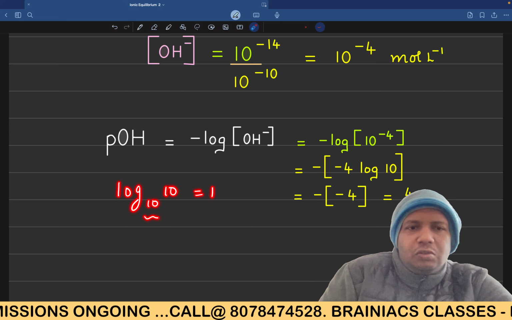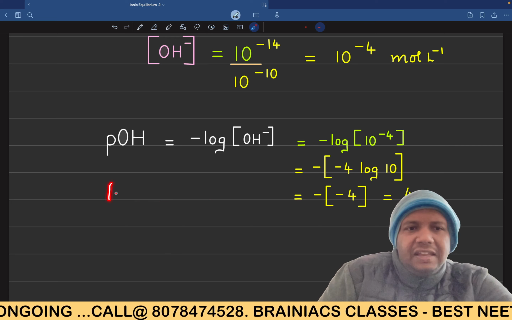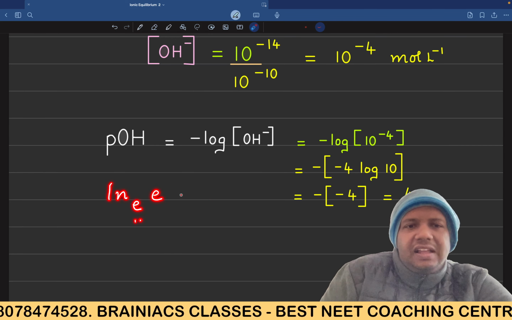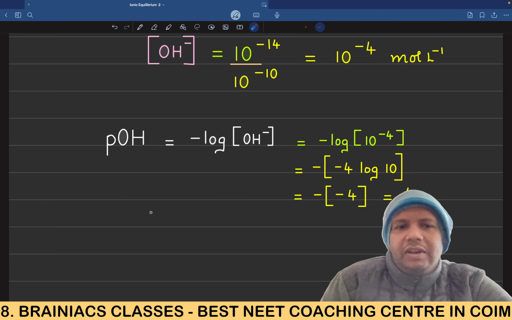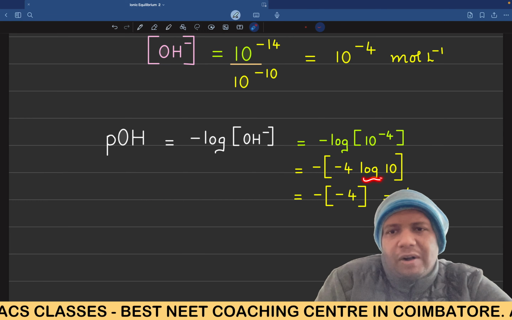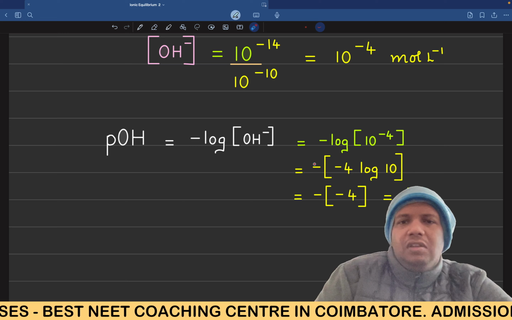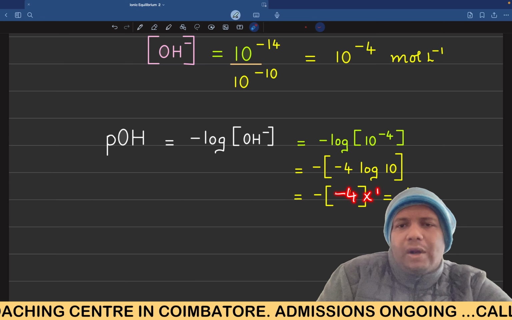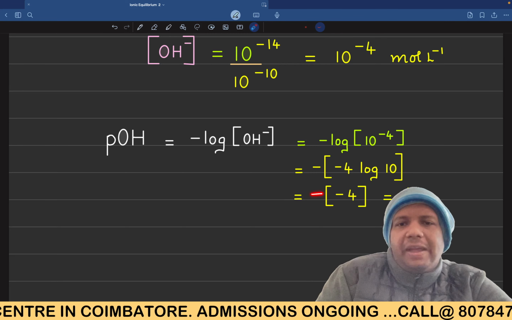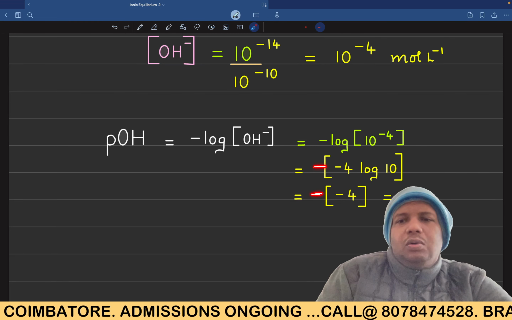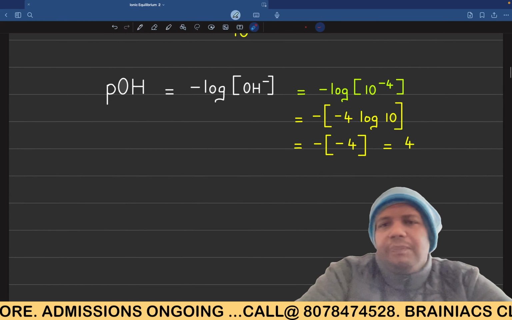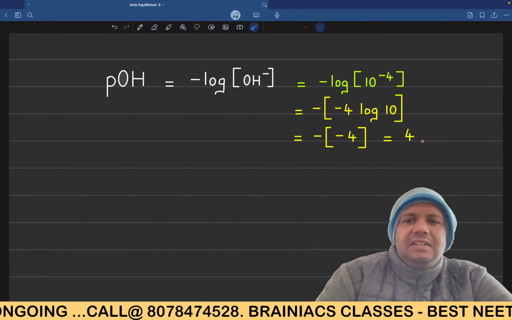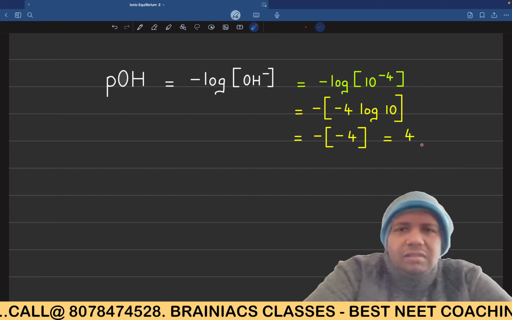Why? Because the base value is also the same. And if you take natural log, then e is there, and here also e is there, then this value is also 1. So whenever these are equal, this will become 1. So log 10 is 1. So I can write minus 4 into 1. That is, minus is already present outside. So the answer will become how much, sir? 4. Understood? So I can easily say my pOH value is 4.